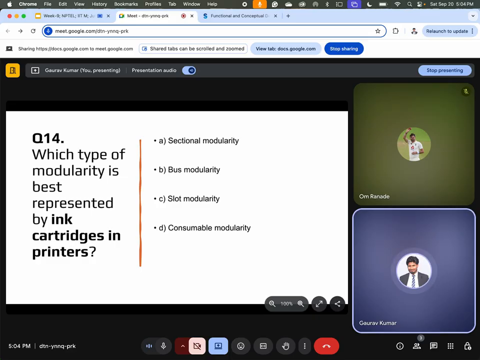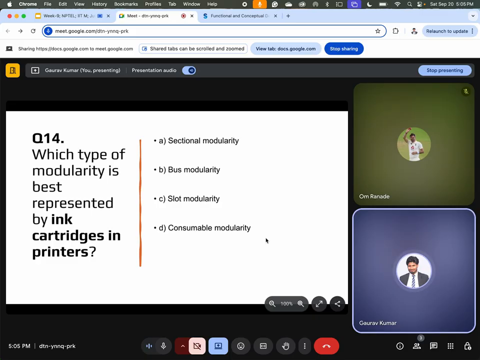So unlike slot or bus modularity, consumable modularity focuses on wear and tear components that must be replenished, and batteries, filters and pen refills are other examples that fit this pattern. So the strength of consumable modularity lies in its practicality. By isolating the high-use parts into independent modules, designers simplify the maintenance and extend the product's useful life. Okay.